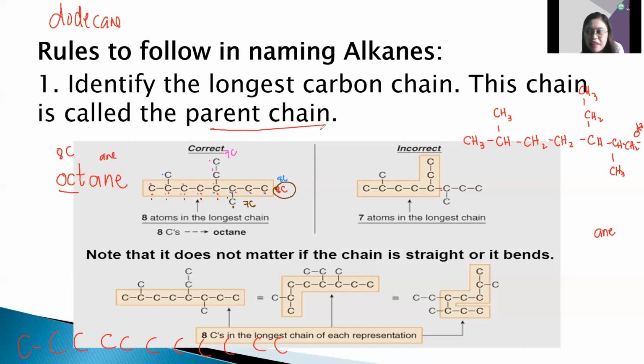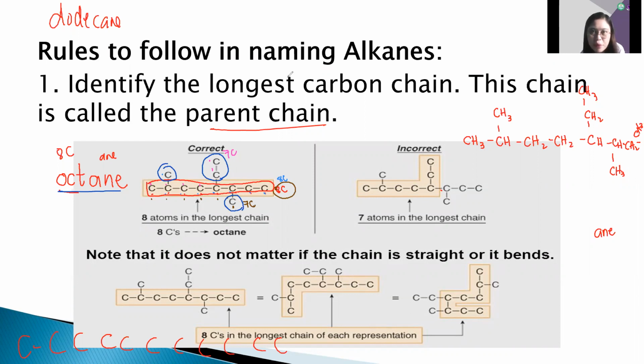So ngayon, na-identify na natin ang parent chain. Pero take note na ito lang yon, itong diretsyo na ito. Hindi pa natin nasali sa naming itong mga tinatawag nating substituent or mga branch. Ito yon sila, branch or substituent. In-name, kasali pa yan sila sa naming. Pero again, nakita na natin yung parent chain natin. Okay? So that is the octane.